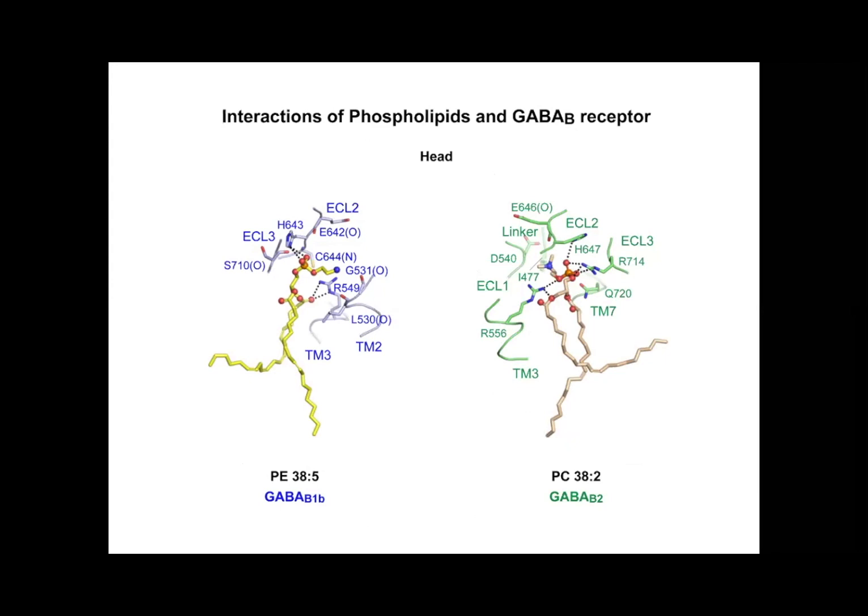The key elements of the lipid receptor contacts are conserved in GABAB1 and GABAB2. First, the phosphate of each lipid head is anchored through interactions with conserved histidine and arginine. B2 differs slightly by also incorporating arginine 714 of the ECL3 loop, thereby rendering the lipid binding pocket more electropositive than GABAB1.